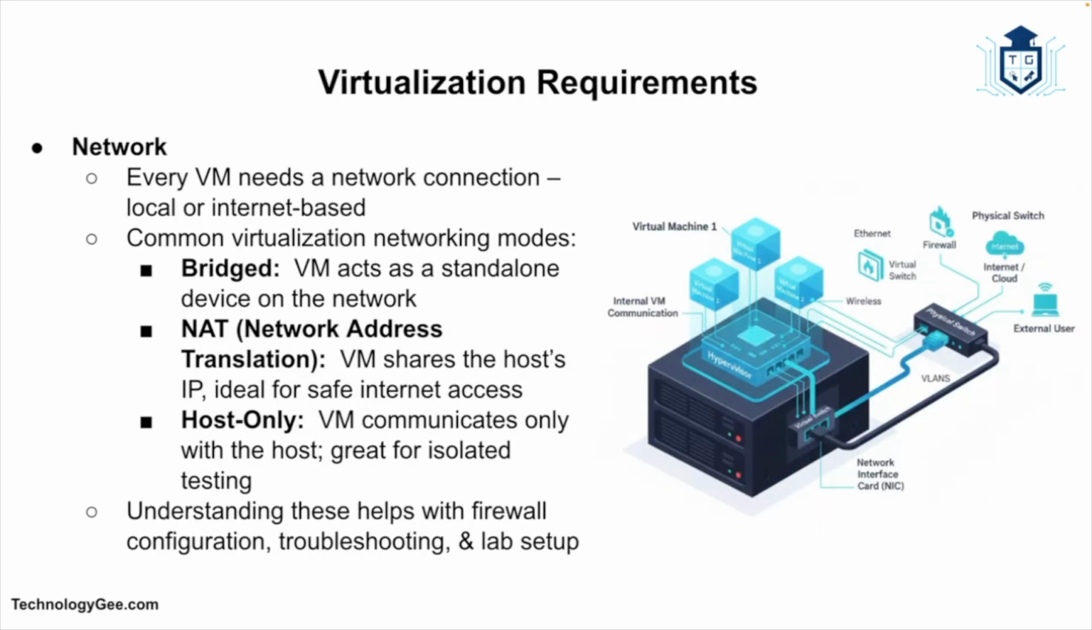The next requirement is the network. So every virtual machine needs to connect to a network, whether it's the internet, a local network, or both. In virtualization software, this often gives you several networking options. And the first one is called bridged. And that's where the VM acts like its own device on the network. Then you have what is called NAT, or network address translation. And this is where the VM shares the host IP address. And this is great for internet access without direct exposure.